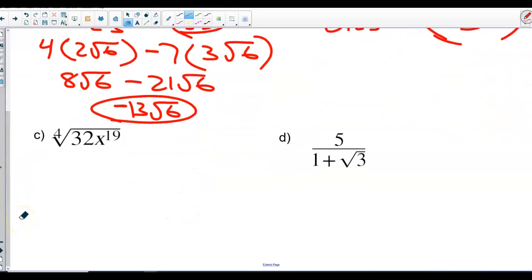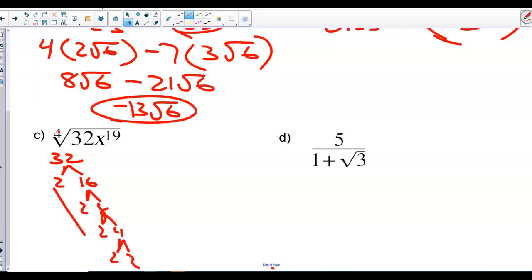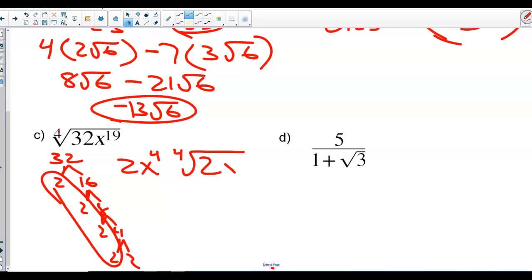Down here, this is probably one of the simpler ones. 19 divided by 4, and taking the fourth root of 32. I'll start with the 32. 2 and 16, 2 and 8, 2 and 4, 2 and 2. The four 2's means the 2 goes on the outside, and we had one 2 left over, that goes on the inside. With a variable, it's the exponent divided by the index. 19 divided by 4 is 4 remainder 3. The quotient's the exponent on the outside, the remainder's the exponent on the inside.